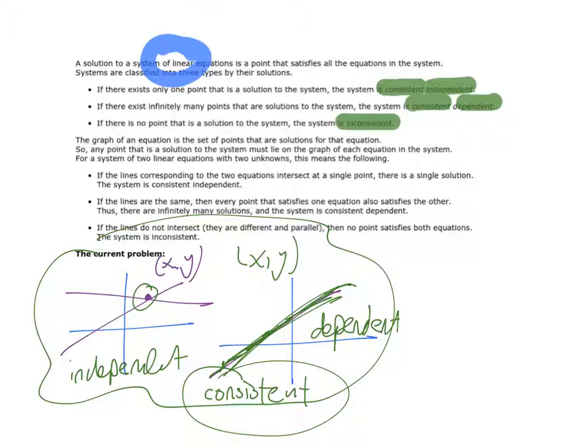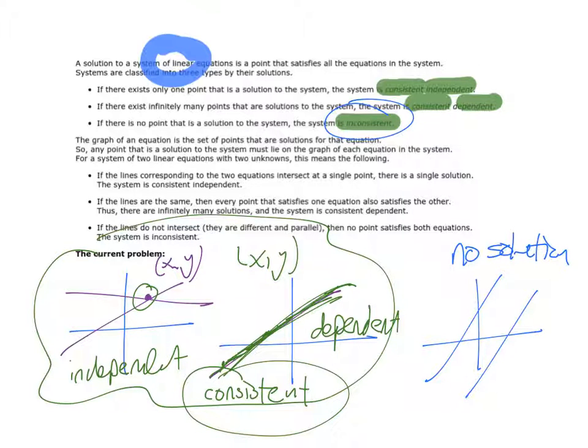set of solutions. And then finally, the last word here is inconsistent, and that's a situation where there's absolutely no solutions. There's not an x and y that make both equations true, and that's usually a picture like this, where we have two lines that will never ever meet.